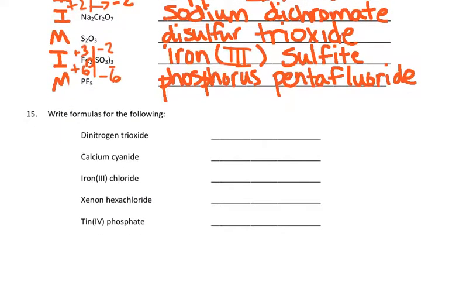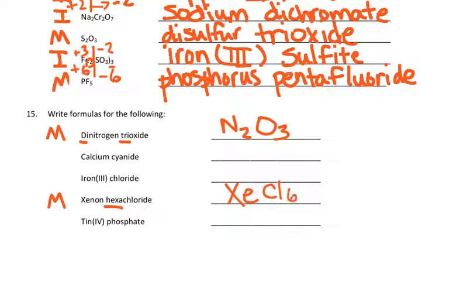For the last part here, writing formulas, if it is molecular, we are going to use these prefixes to determine how many of our element we'll have. We do not look at charges for molecular. So nitrogen di is 2, oxygen tri is 3. Simple as that. Xenon has no prefix, so it's just Xe. Hexa is 6, so we have 6 chlorines attached.